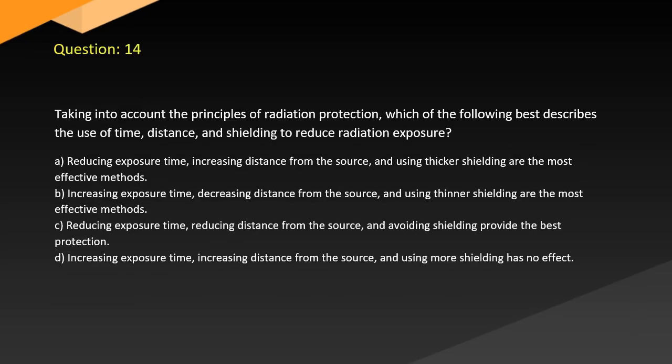Question 14. Taking into account the principles of radiation protection, which of the following best describes the use of time, distance, and shielding to reduce radiation exposure? A. Reducing exposure time, increasing distance from the source, and using thicker shielding are the most effective methods. B. Increasing exposure time, decreasing distance from the source, and using thinner shielding are the most effective methods. C. Reducing exposure time, reducing distance from the source, and avoiding shielding provide the best protection. D. Increasing exposure time, increasing distance from the source, and using more shielding has no effect.